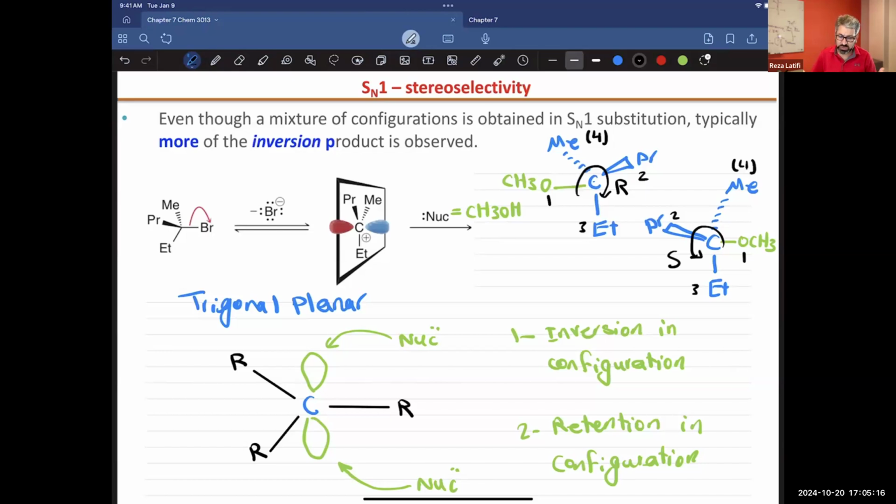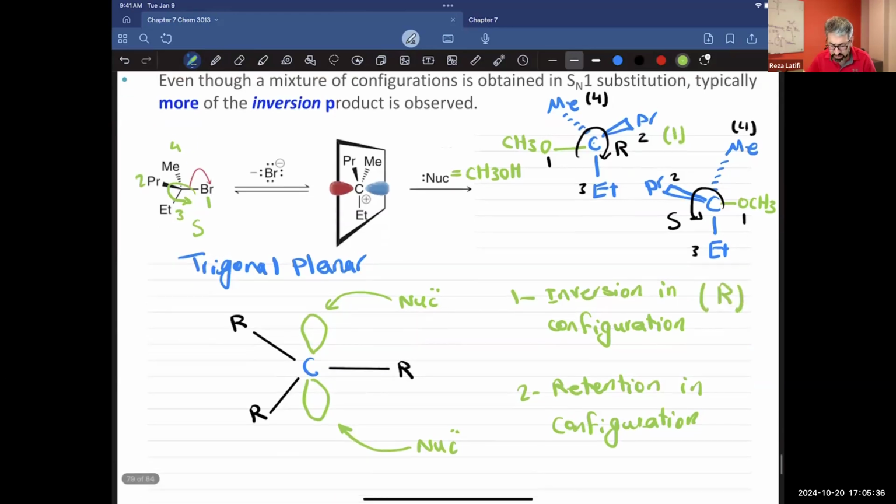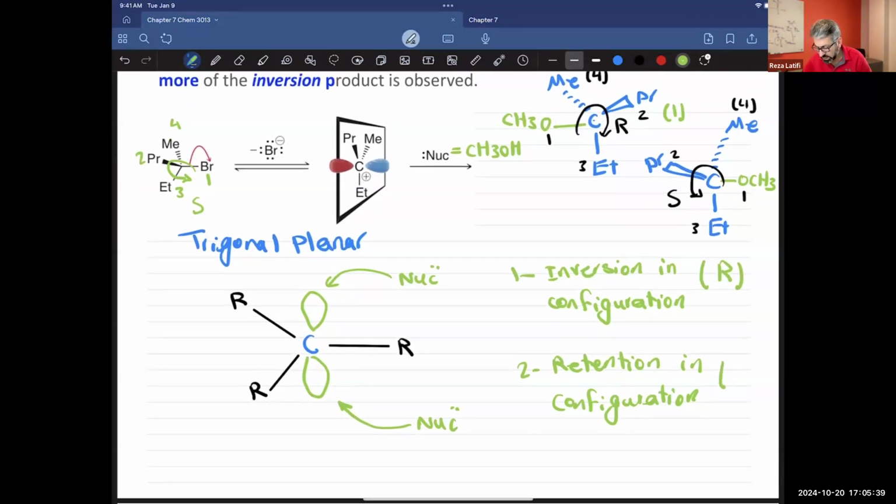What was the configuration of the starting compound? The starting compound was 1, here 2, this one 3, and methyl will be the fourth one. That's counterclockwise, so it's S configuration. So the first one, we got R, which is inversion, and the second one had retention, and we got S. So I got technically two products, and the difference between them is the configuration of the stereocenter.